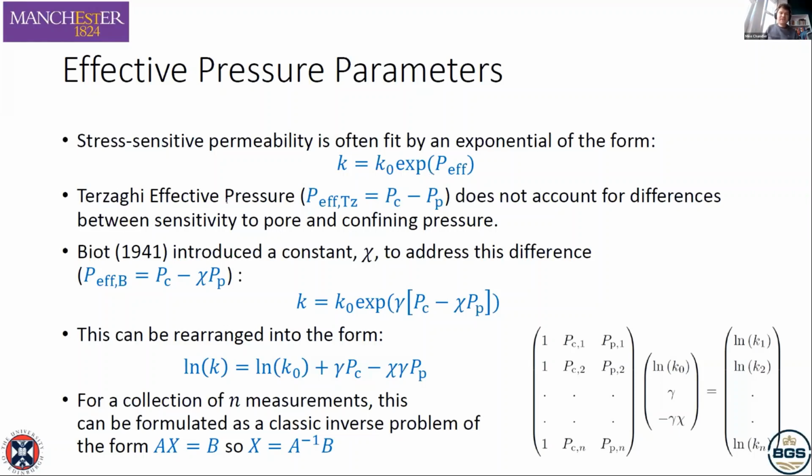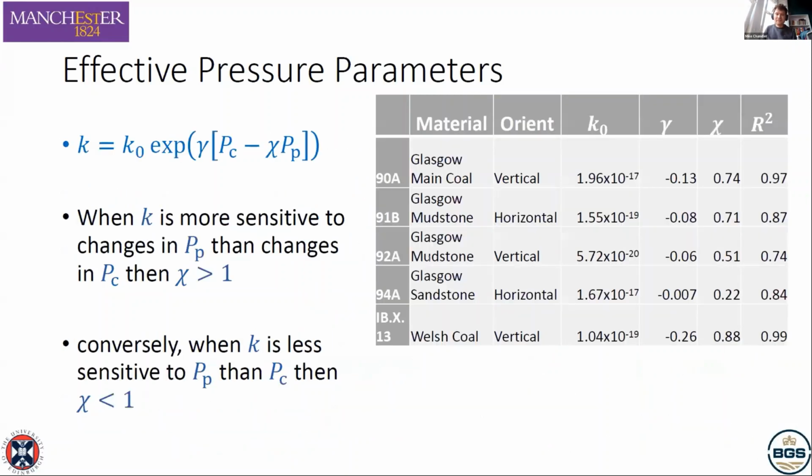And usually you would use the Terzaghi effective pressure, but this doesn't account for any differences in sensitivity to the pore and confining pressure of the rock. So Biot in 1941 introduced a constant which addresses this difference. And essentially it's a redefinition of the effective pressure to account for a situation where the rock experiences pore pressure differently to confining pressure. And I won't go through this maths, but we can measure these different parameters from a series of stress-sensitive permeability measurements in the rock.